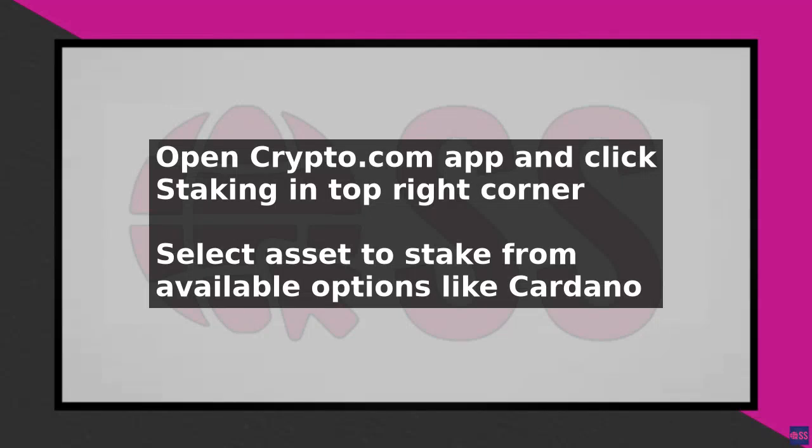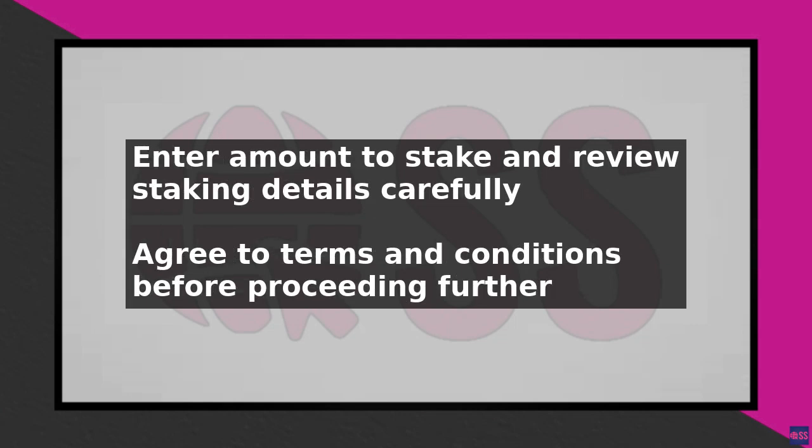To stake on Crypto.com, start by opening the Crypto.com app and clicking on Staking in the top right corner. Once you're in the staking section, select the asset you'd like to stake. There are several options to choose from. For example, if you want to stake Cardano, click on Stake next to it.